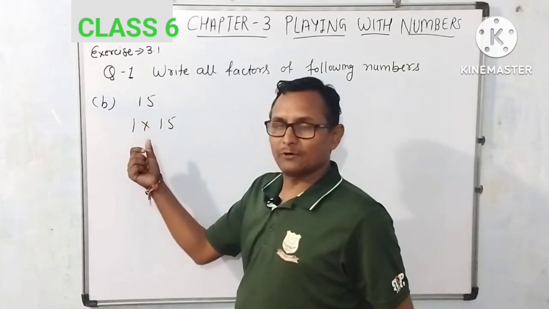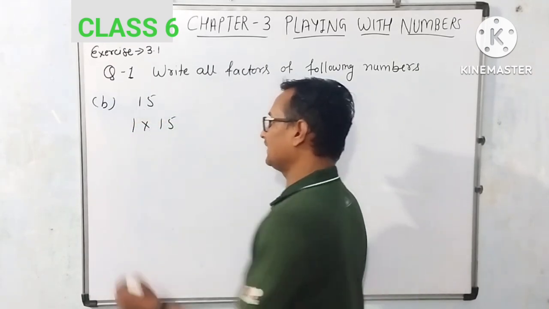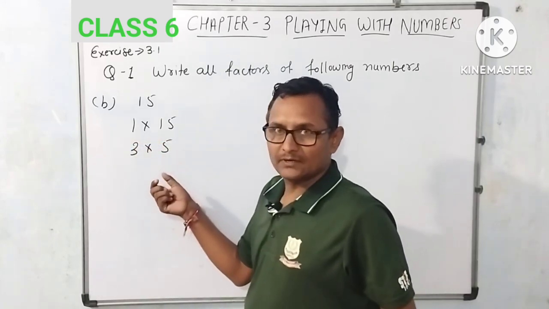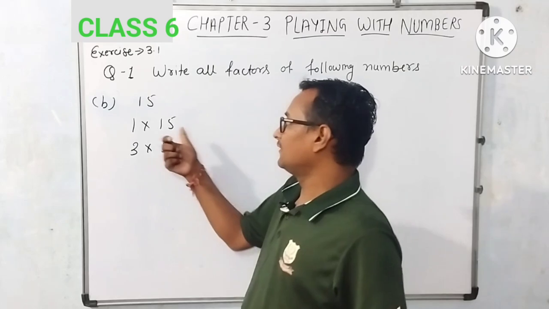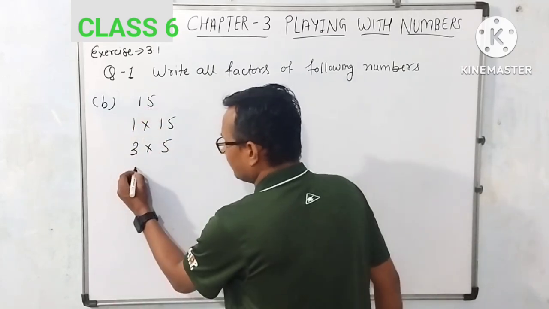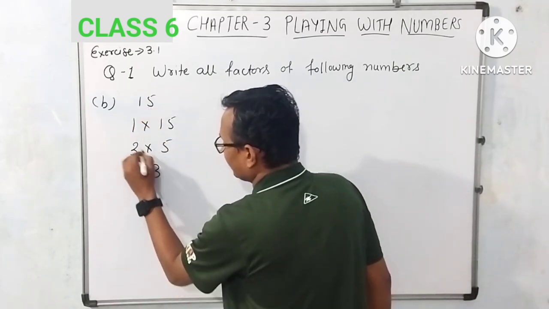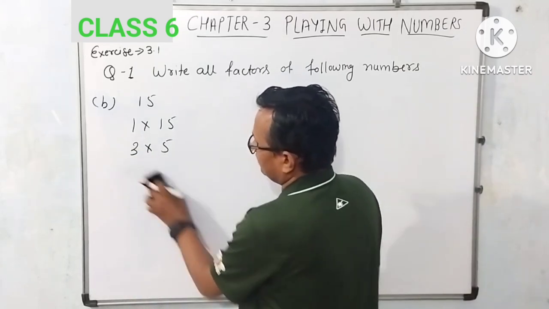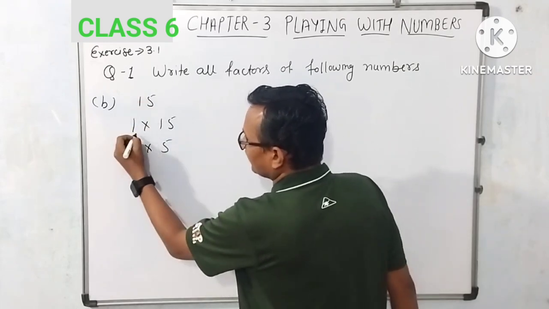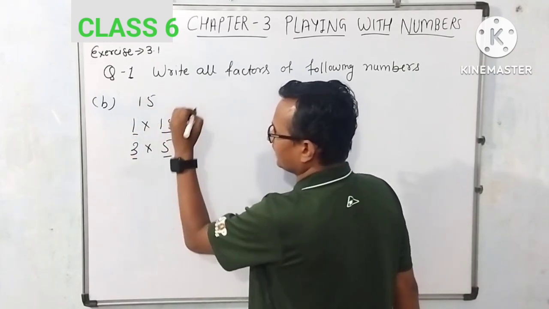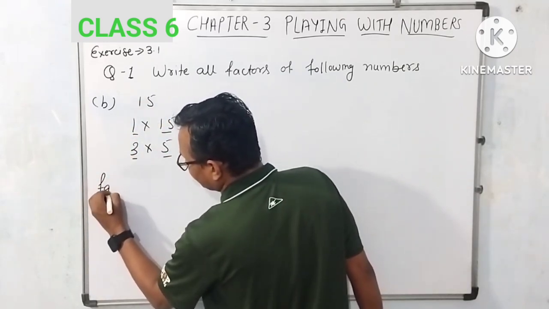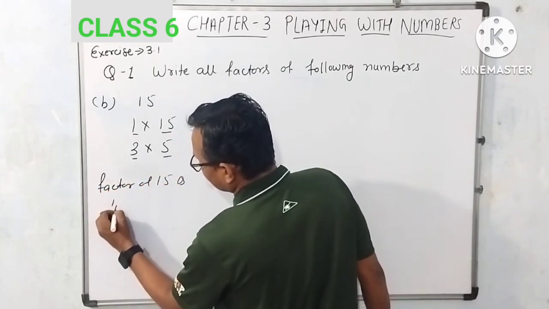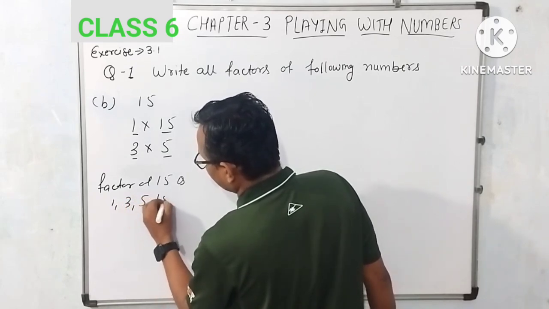Then it does not come in the table of 2. Then 3 5s are 15. It does not come in the table of 4. Then 5 into 3 is 15, but if I write 5 into 3, it will repeat 3 into 5. So we have to stop here. So the factors of 15 are 1, 3, 5 and 15. So we can write factors of 15 are 1, 3, 5 and 15.